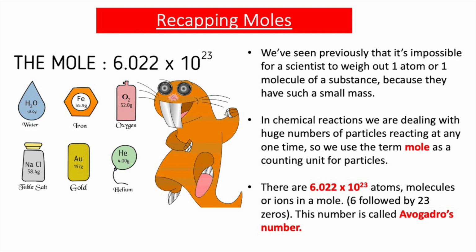At GCSE, you'll never be asked to remember Avogadro's number, so you don't have to know that it's 6.022 times 10 to the 23. But you do have to understand the concept of a mole, the idea that a mole is a set number of atoms, molecules or ions. It's simply a counting unit that makes it easier when we're discussing the number of atoms, molecules or ions, because we're dealing with such big numbers in chemical reactions.